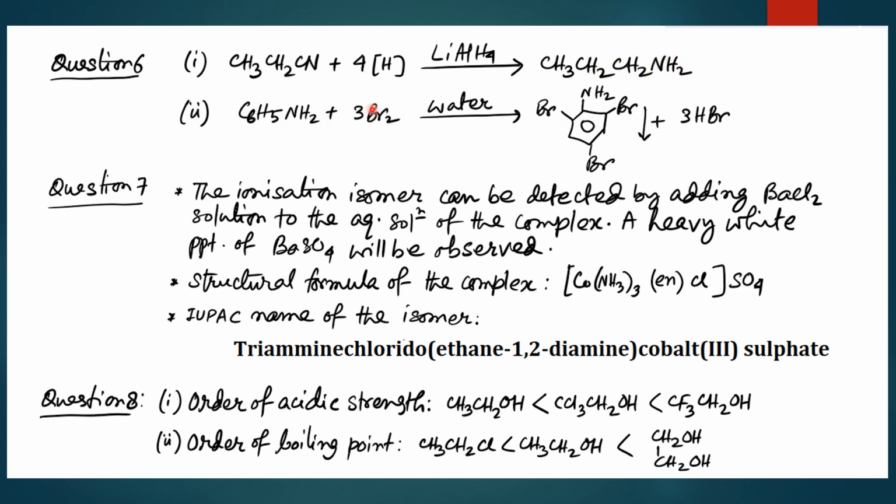And aniline, it will take 3 moles of bromine in presence of water. Here water is masked, so it will give you 2,4,6-tribromoaniline, which is a white precipitate, pinkish white precipitate. And don't forget to write the byproduct 3HBr.